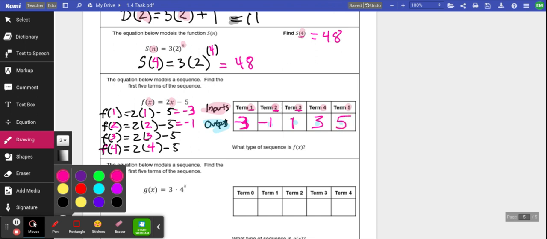And they're also asking me what type of sequence is f of x. So I need to look and see what is happening with my output. What's happening from here to here, from here to here, here to here, and here to here. Sometimes it's easier not to start with the negatives, but just look at the positives. So 1 to 3 and then 3 to 5 is a +2 and a +2. So I'm going to test it out. -1 to 1, yep, that's a +2. -3 to -1 is also a +2. So my pattern is to add 2 each time. That means it's going to be an arithmetic sequence.